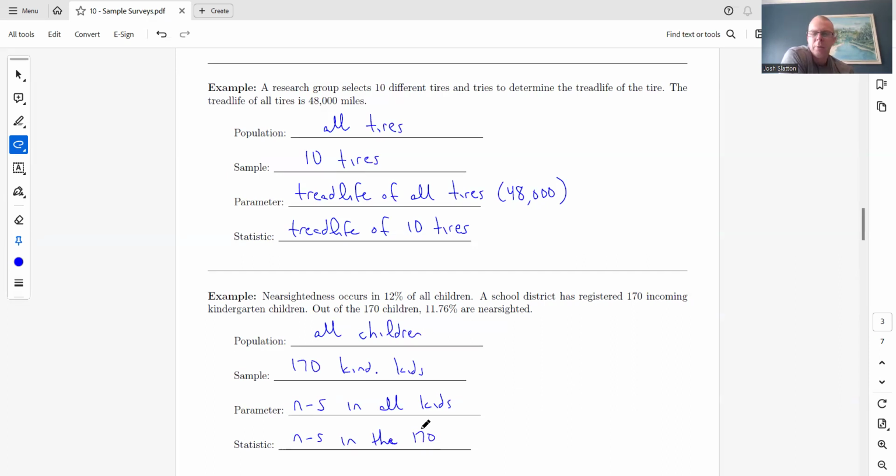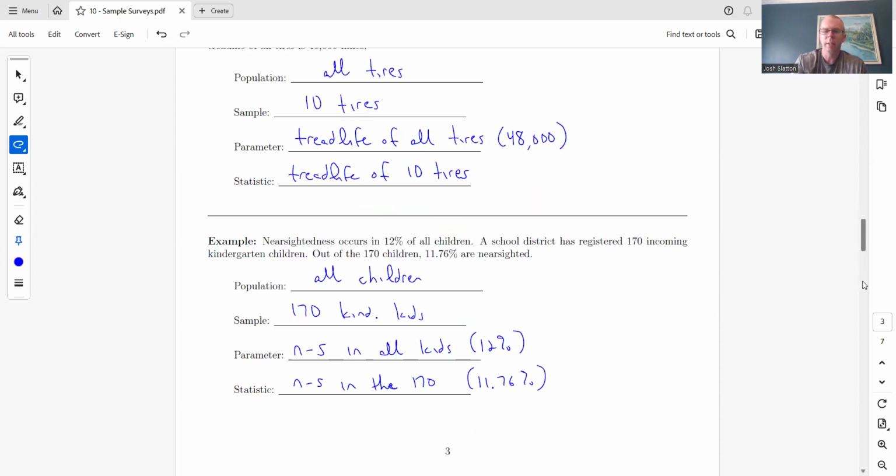All right, so now we have two numbers in this one besides the 170, which is obviously the sample size. We have 12% nearsightedness in all kids, so that would be the parameter. And then 11.76 would be the statistic because it's 11.76% of the sample. All right, moving on to the next page.